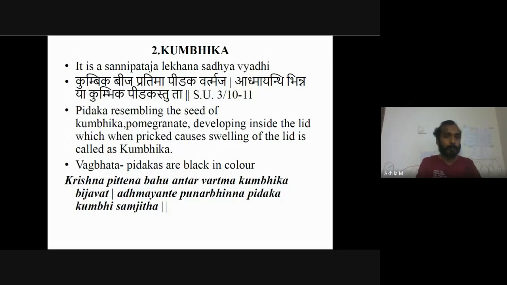Kumbhika beeja. See how Vagbhata describes Kumbhika: Krishna pittena bahvandha, vartma kumbhika beeja. Like pomegranate seeds, eruptions arise on the vartma, the lids, pidakas resembling kumbhika beeja. So from the name itself we get some points. Due to pitta vitiation, there arise nodules, eruptions in blackish color, like kumbhika beeja.